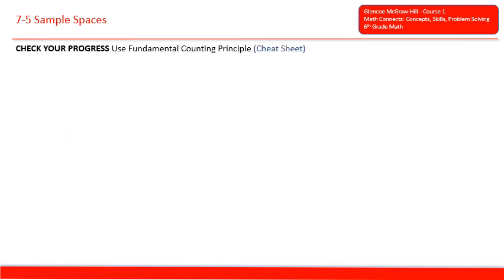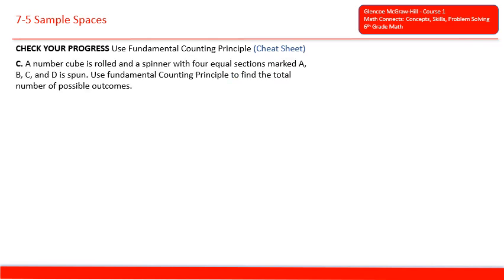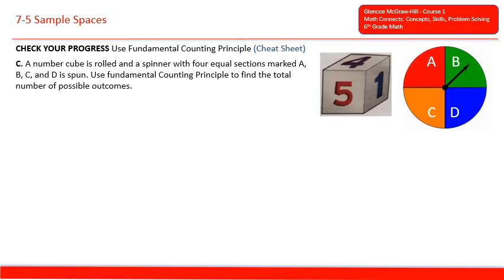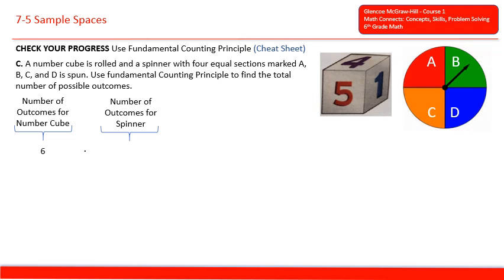Check your progress using the fundamental counting principle. A number cube is rolled and a spinner with 4 equal sections marked A, B, C, and D is spun. Use the fundamental counting principle to find the total number of possible outcomes. So there are 6 possible outcomes from the number cube, and there are 4 possible outcomes from the spinner. So if we multiply the 6 times 4, the total number of outcomes is 24.